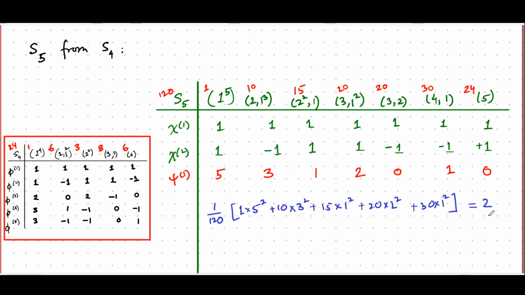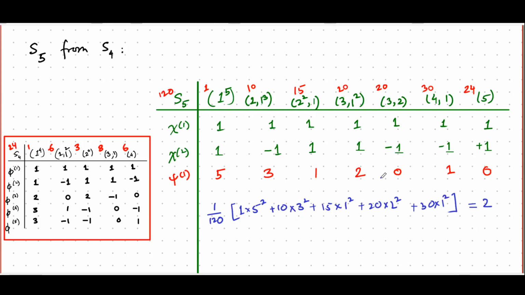This would have come out to be 1 if this had been a simple character, but it's not. In fact, from the fact that this is 2, I can figure out that this has exactly 2 simple characters occurring once each. 1 square plus 1 square equals 2. And one which will definitely occur here, that's pretty easy to figure out, is chi1.